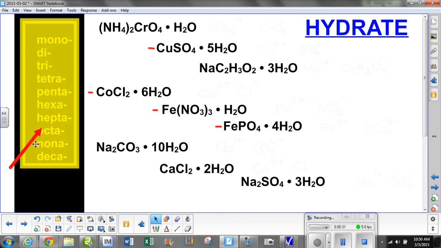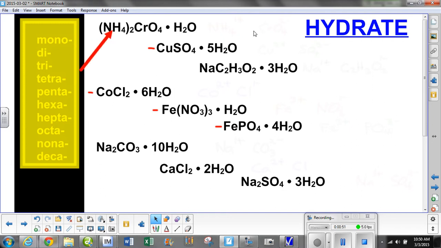But first you have to know all of these prefixes. So be sure you look this up in your textbook and find out what they are. They're in chapter 11. Let's see what that is. 11.5 in the textbook. So let's get started.